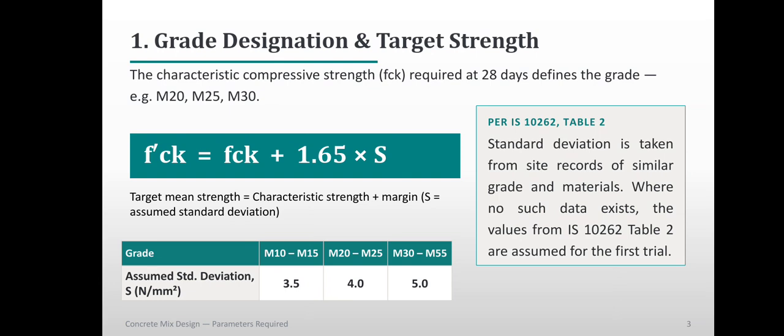So this table gives the grade and assumed standard deviation. For M10 to M15 grade concrete, it is 3.5. For M20 to M25 grade concrete, it is 4. And from M30 to M55 grade concrete, the standard deviation is 5.